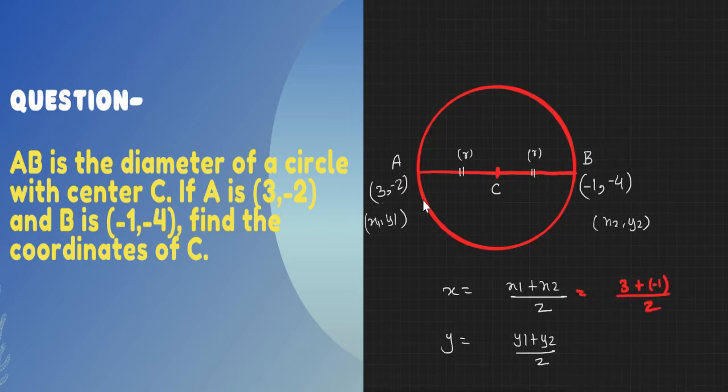That is ultimately 1. Why? Because 3 minus 1 is 2, 2 upon 2 is 1. Similarly, y is minus 2 plus of minus 4 upon 2. You will get minus 6 upon 2, that is minus 3. Am I right? So now you got your C as (1, -3), right?